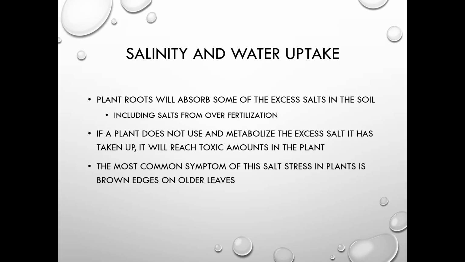Plant roots will absorb some of the excess salts in the soil, including salts from over-fertilization. And if the plant does not use and metabolize this excess salt, it will reach toxic amounts in the plants. The most common symptom of this is salt stress in plants, and you're going to see brown edges on older leaves. Now, just because you may see this, it may not be that. You need to know the story of the plant, and we'll cover that when we get into plant pests in the spring. We'll talk about some of it in soils next quarter.